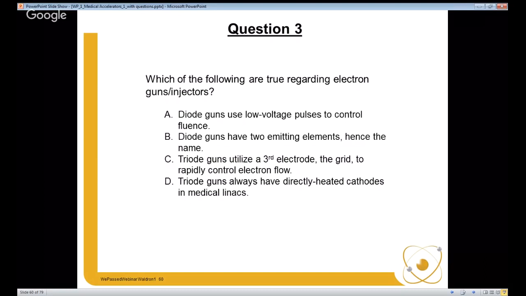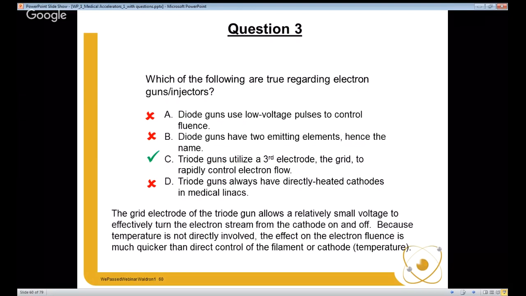Okay. So which of the following is the most true regarding electron guns or injectors? Is it diode guns use low voltage pulses to control fluence? No, it is not. In a diode gun, the high voltage is used to control fluence, although really that's an on-off switch. Diode guns have 2 emitting elements, hence the name? No, a diode gun has 2 elements, but only one of them is emitting. Is it triode guns always have directly heated cathodes in medical Linacs? No, in fact, triode guns generally in medical Linacs seem to have dispensers, although that's not a hard and fast rule. Triode guns do utilize a third electrode, the grid, to rapidly control electron flow.